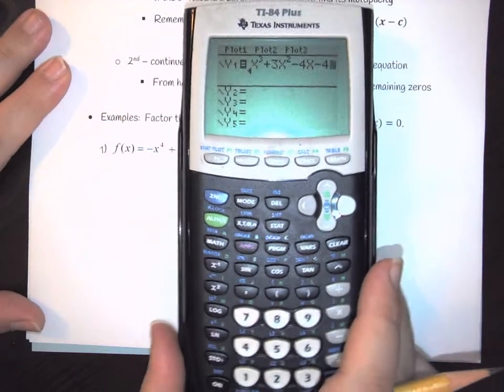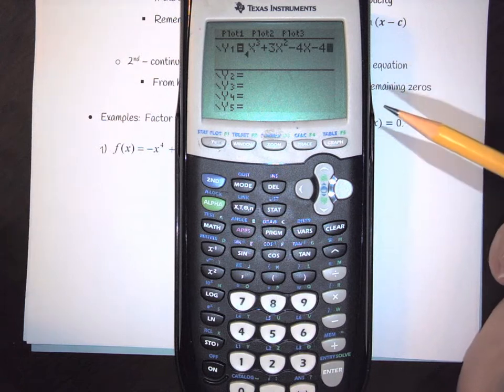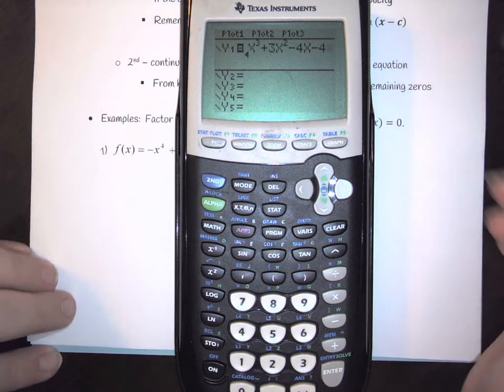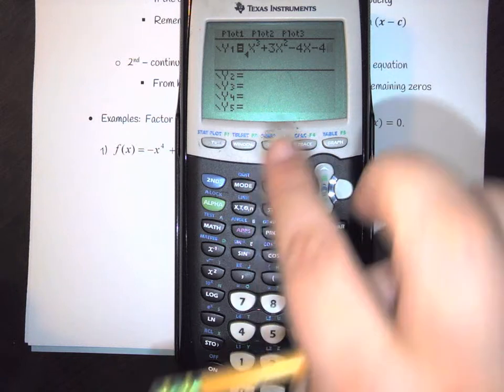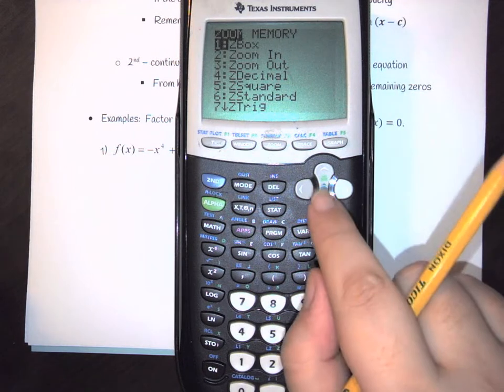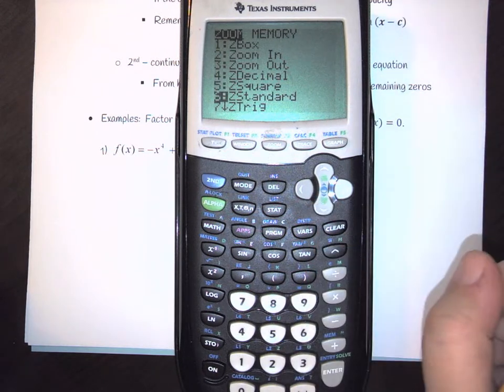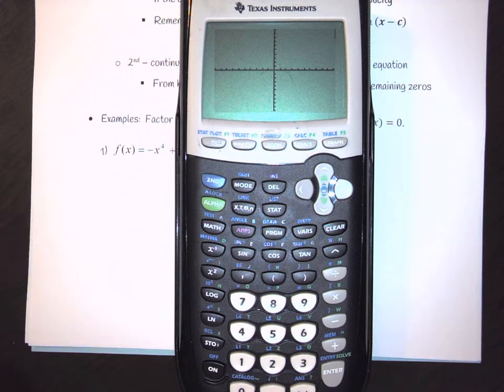Once you've got everything input, one of the things that we're going to do is have a standard window. So before I go to graph, I'm going to come over here to zoom. I'm going to hit zoom, and notice I've got all of these choices. I'm going to come all the way down here to choice 6, which is zoom standard. So I'm going to start there. You hit enter, and it's going to start graphing. You're going to give it a minute and see what it does. And so you can see it's drawing me this little graph.